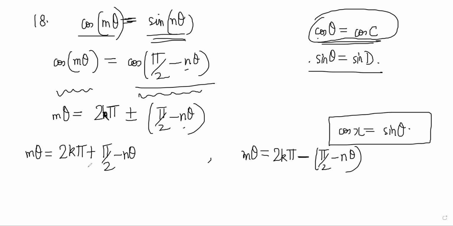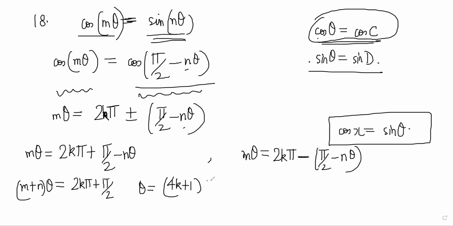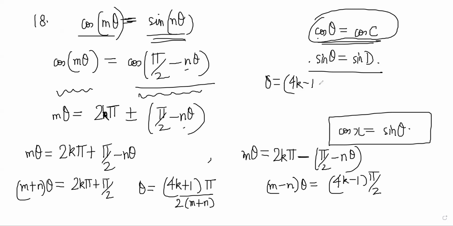In this case, you get m plus n theta is equal to 2k pi plus pi by 2. So you're getting theta is equal to 2k pi plus pi by 2, which is 4k plus 1 into pi by 2 times m plus n. And here you will get m minus n theta is equal to 4k minus 1 pi by 2. You'll get theta is equal to 4k minus 1 pi by 2 m minus n.